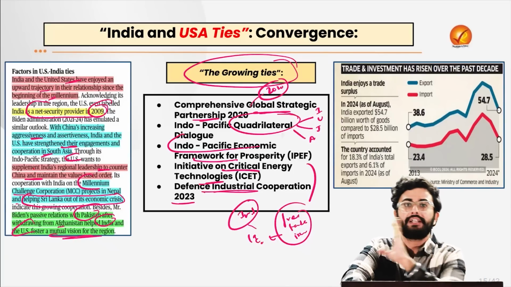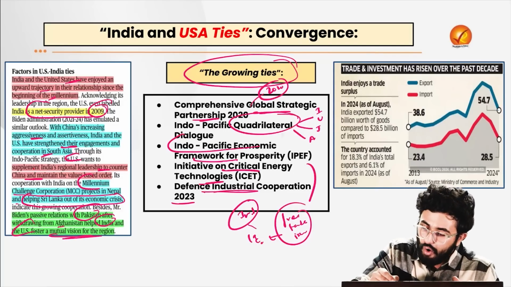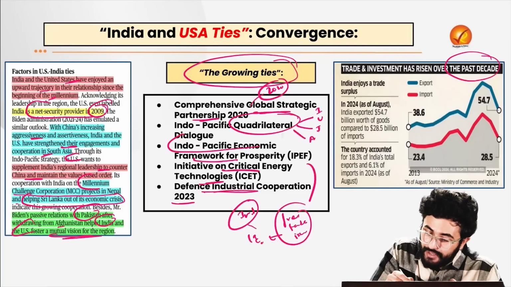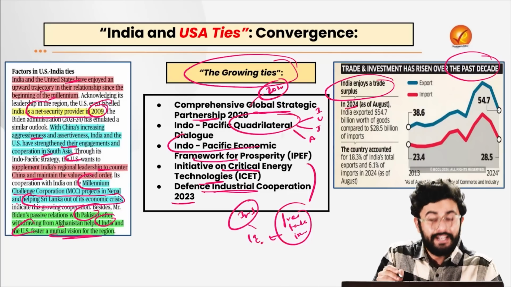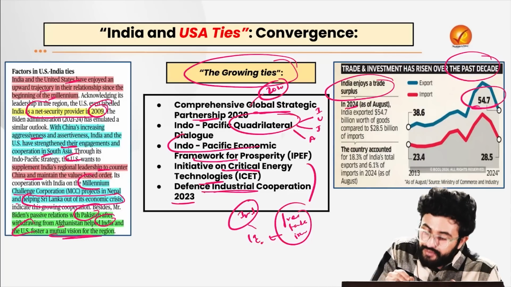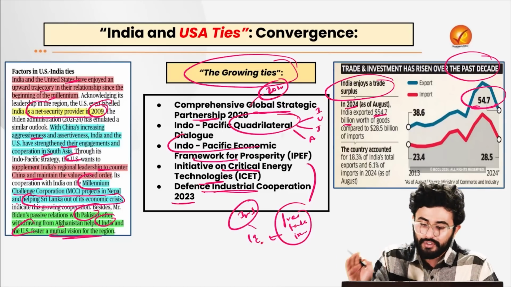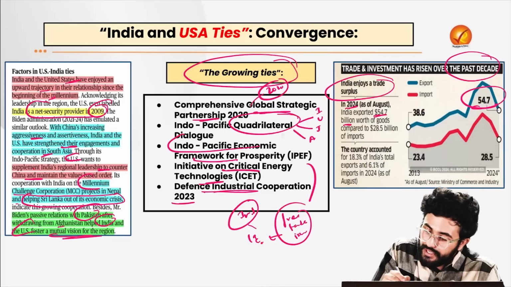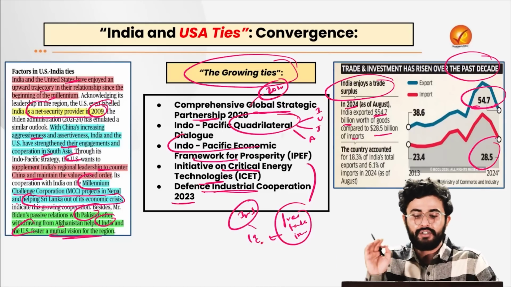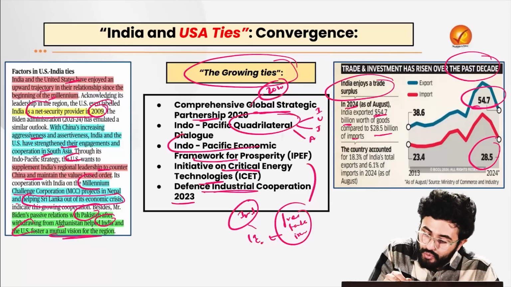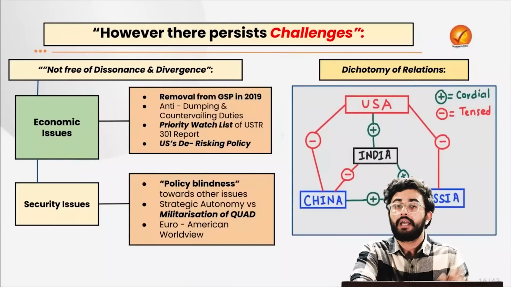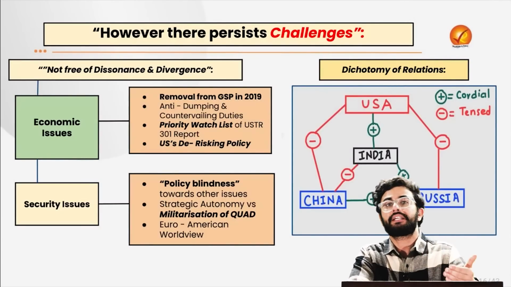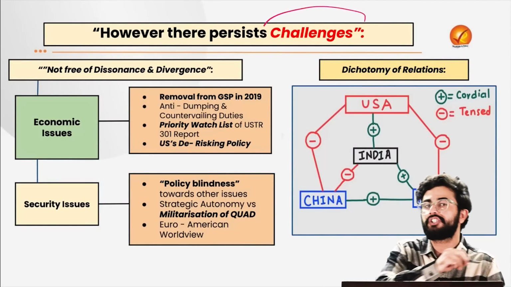The same growing ties also reflect in the sphere of trade as well, where we enjoy a trade surplus, where by 2024 India was exporting $54.7 billion worth of goods to US and importing only $28.5 billion. So the country accounted for 18% of our total export and 6% of our total import. Keep this in mind. But despite this growing connection, there also persist several challenges.